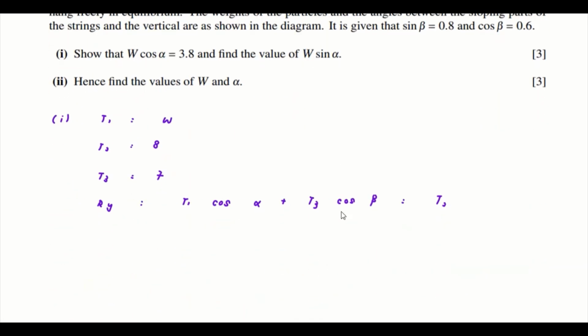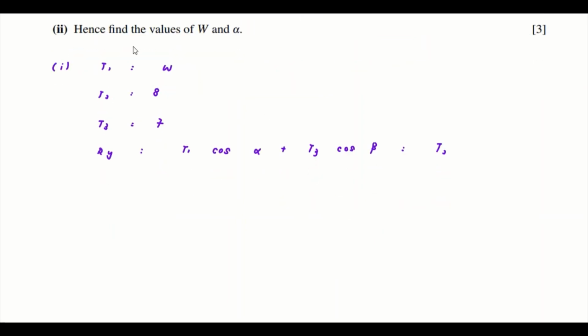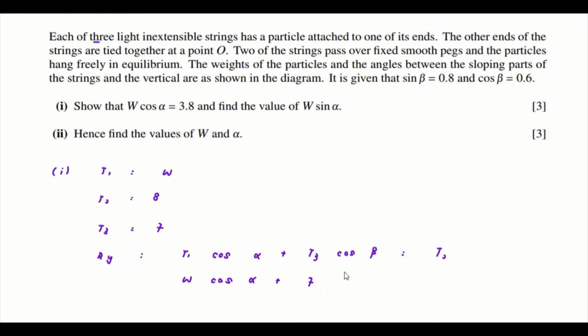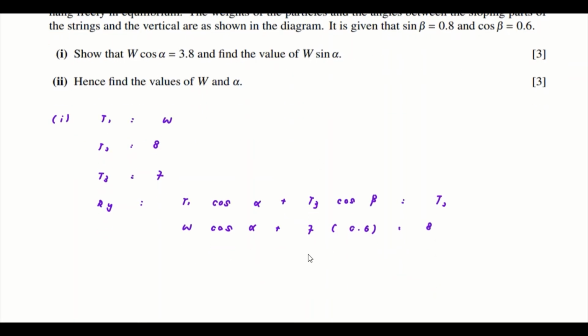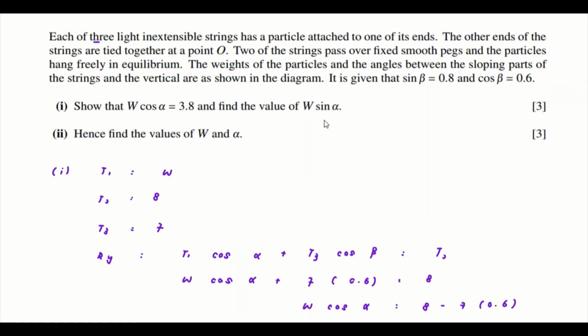After we have this, now we can substitute the values that we have here. We know that T1 is equal to W, so W cos alpha, plus our T3 is 7, and cos beta is given in this question, which is 0.6. Then it will be equal to T2, which we found just now, which is 8. So W cos alpha will be equal to 8 minus 7 times 0.6. That's how we get our 3.8. So, shown.